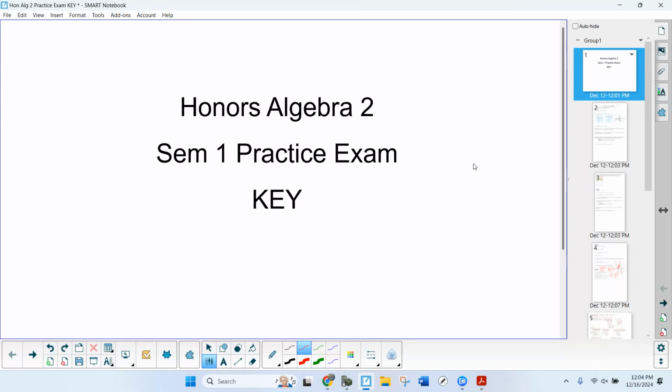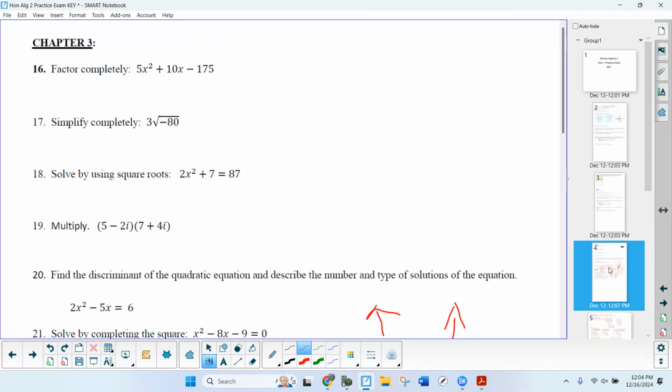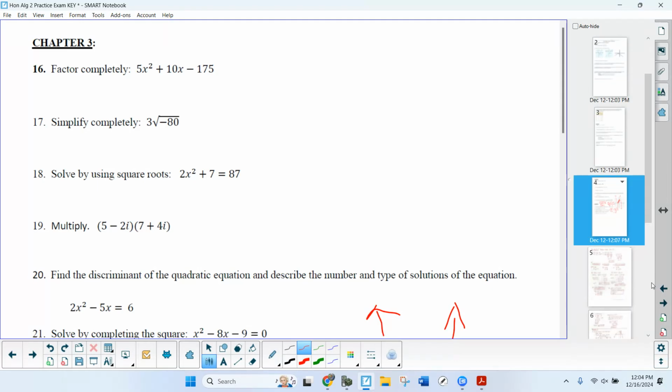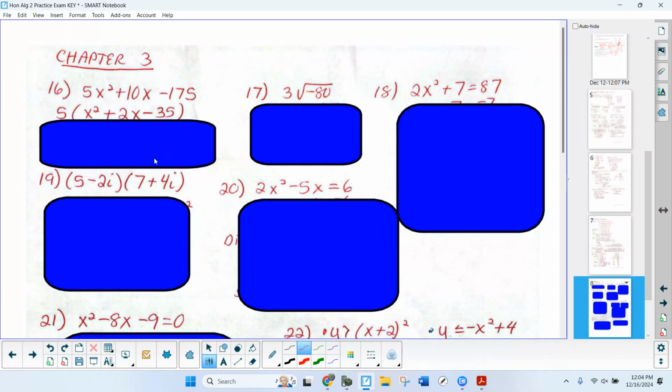Let's take a look at problem number 16. Number 16 started chapter 5, factor completely. So who was 16? What did you do to factor completely on number 16? I pulled a GCF of 5 out. And when you did, what did you have left? X squared plus 2x minus 35. And then what did you do?